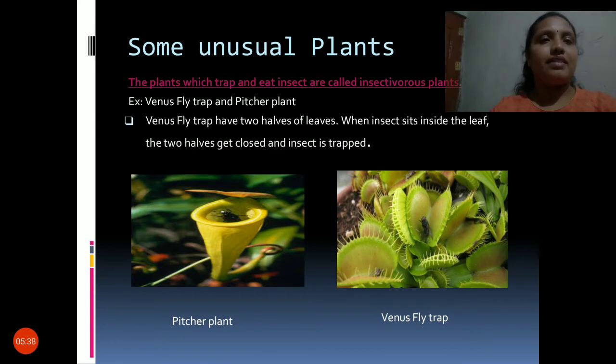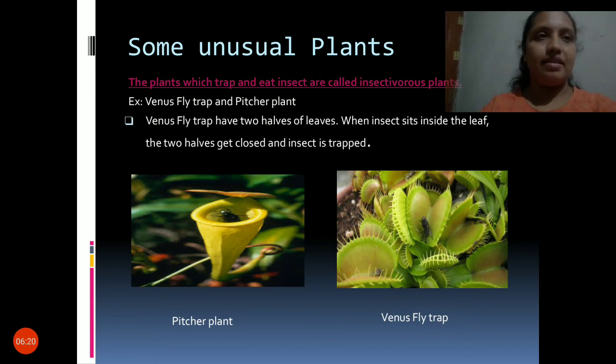When an insect sits inside the leaf, the two halves get closed and the insect is trapped. Whenever a small insect like a housefly is sitting on the leaf, both side leaves get closed so that the insect is trapped inside. And one more, the pitcher plant is also the same. It has a lid-like structure. When an insect goes inside, the lid above will close. That leaf structure will close so that the insect is trapped inside. Understood? These two are the insectivorous plants.